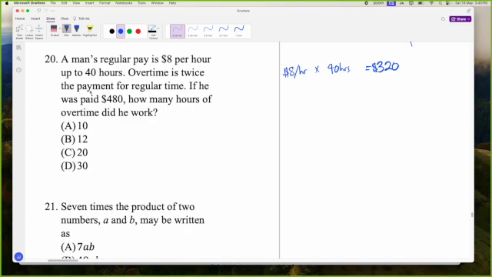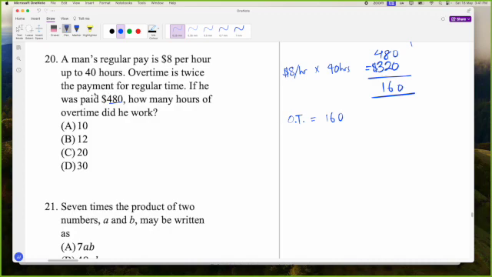Overtime is twice the payment for regular time. If he was paid 480, how many hours? So he was paid 480. Right? That means he made $160 in overtime. So overtime is $160, right?